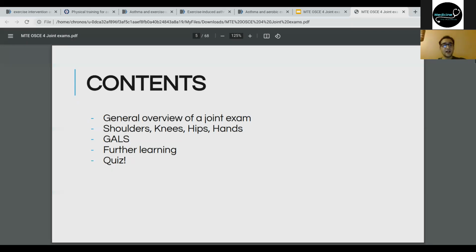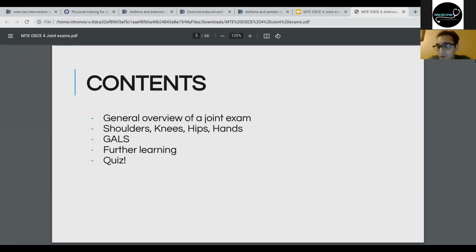Right. This is how we're going to go through this today. So it's now 6:15. Bit of a later start than I anticipated, but hey ho. I'm going to spend about 15 minutes going through the overview of how to do any joint exam. It'll give you just a good framework to go back to if you get stuck, and make sure your examination is really nice and systematic and smooth.